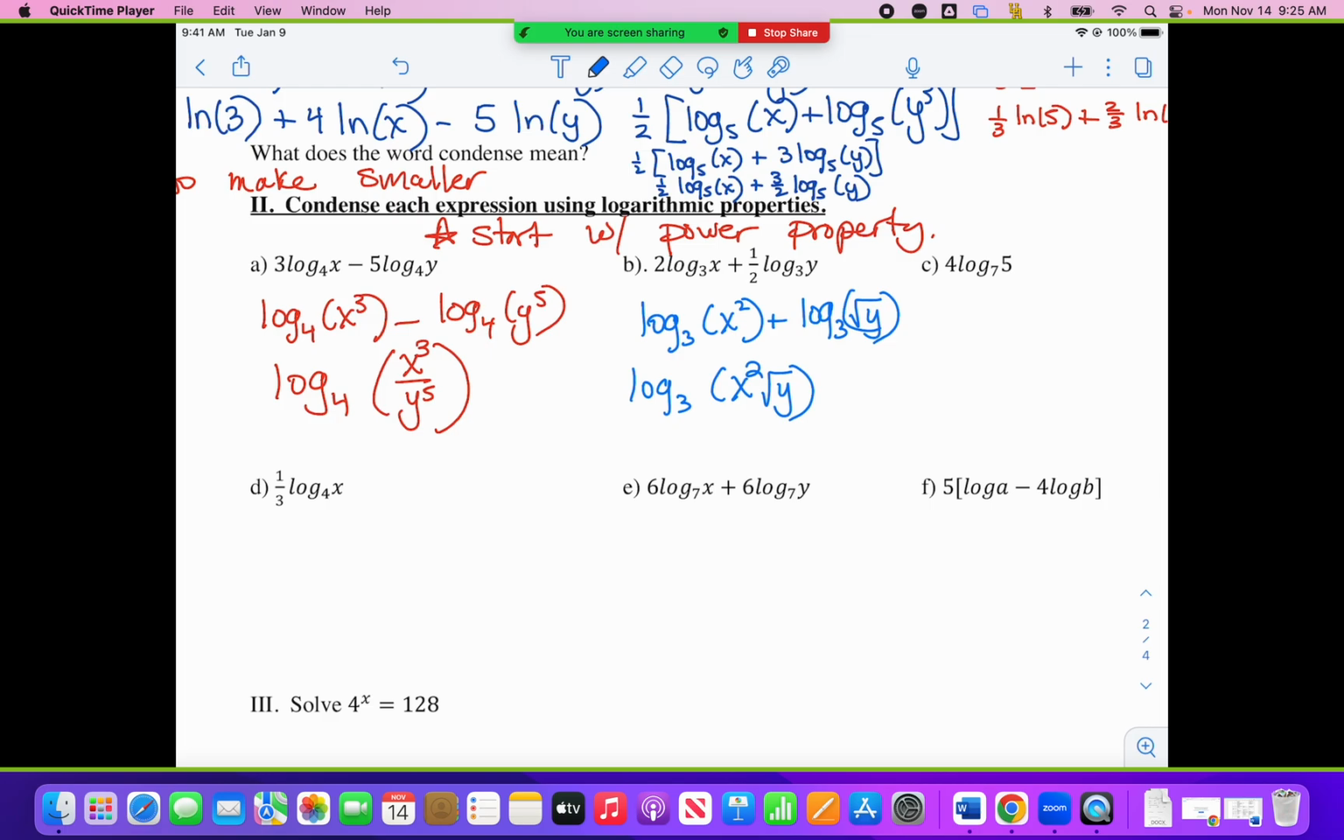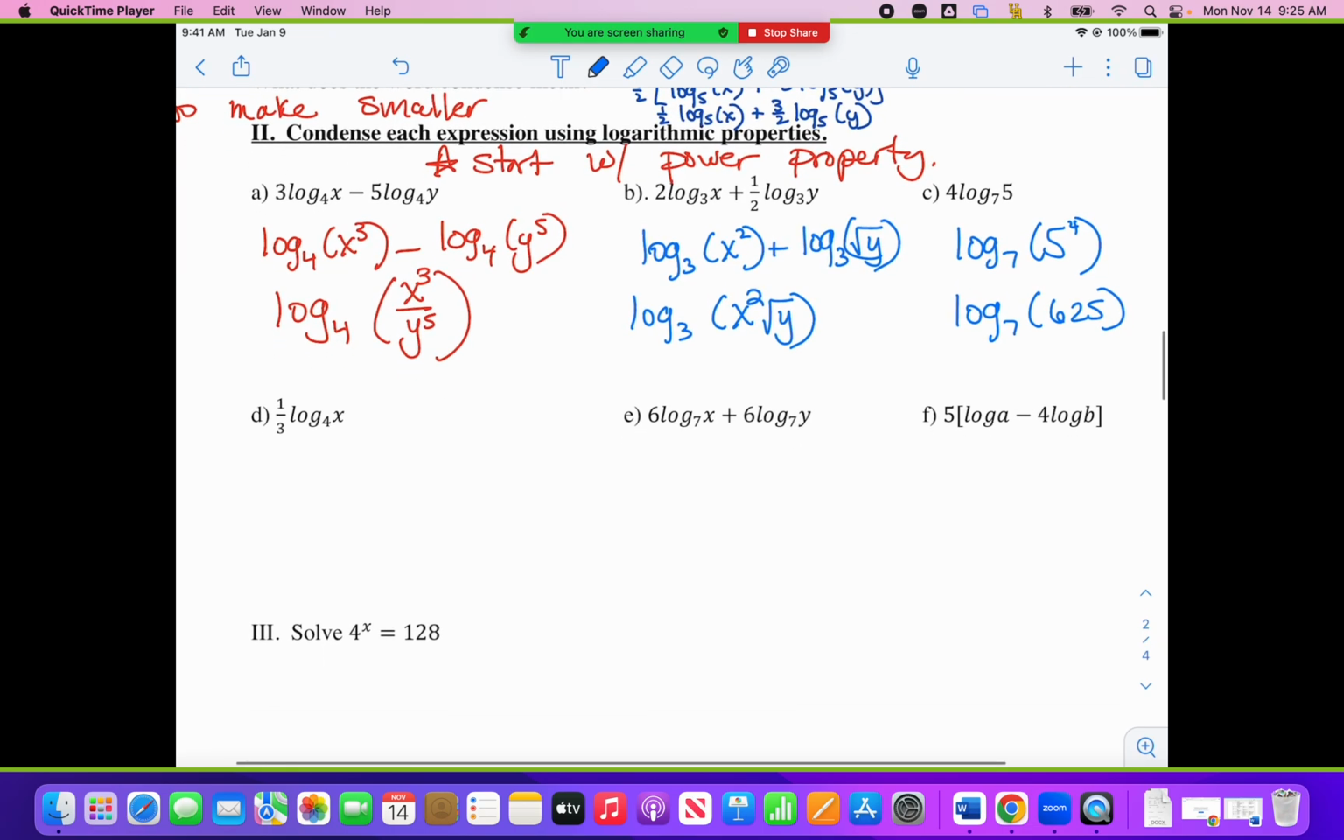All right, letter C. When I have a number out front, this becomes 5 to the 4th. Hopefully we know this one without a calculator. What's 5 to the 4th? Good job, 625. All right, I'm going to pause a moment, and I want you to try D, E, and F. See if you can come up with these on your own. Look at the properties until you get them down.